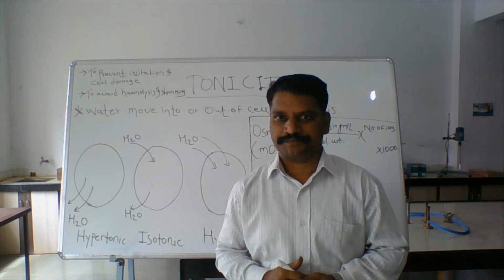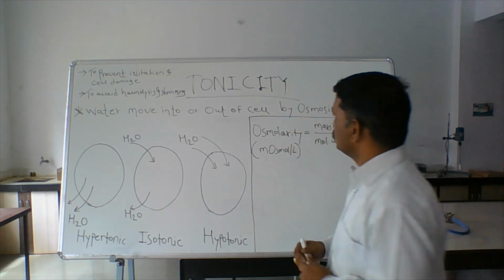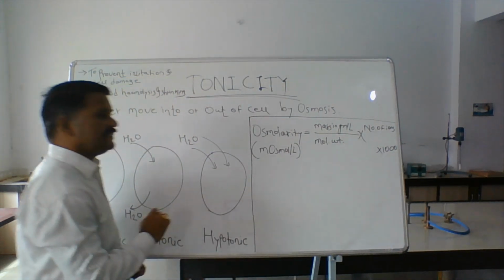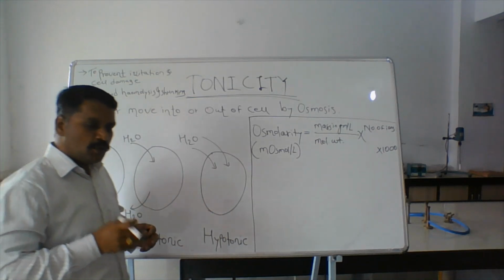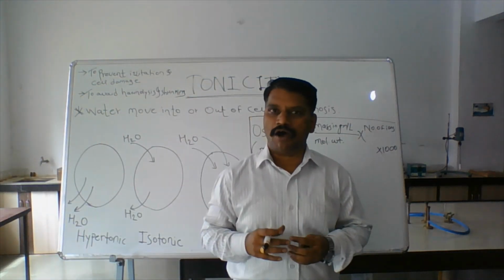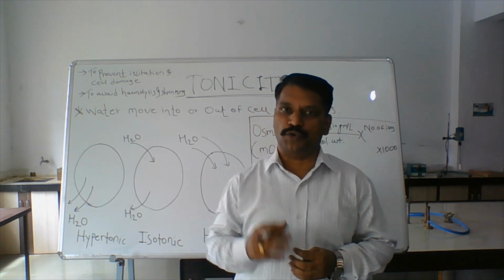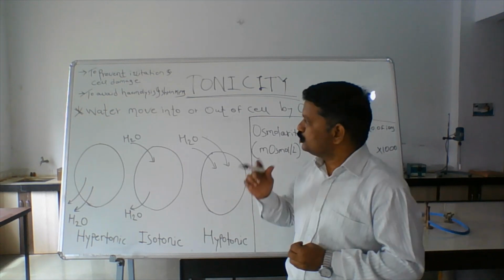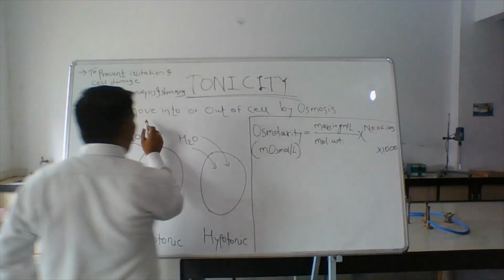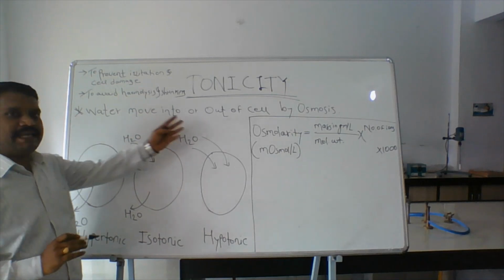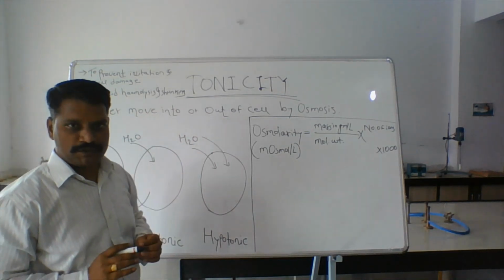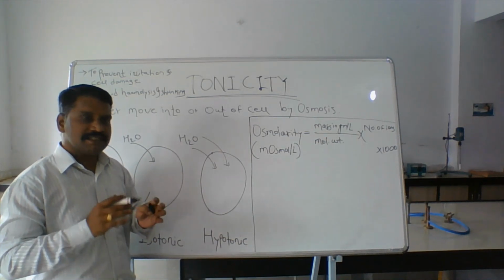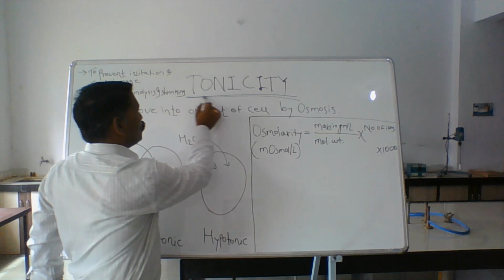So let's start. The word tonicity means what? Tonicity means the ability of an extracellular solution to make water move into or out of a cell by the process of osmosis through a semi-permeable membrane. This term is known as tonicity.